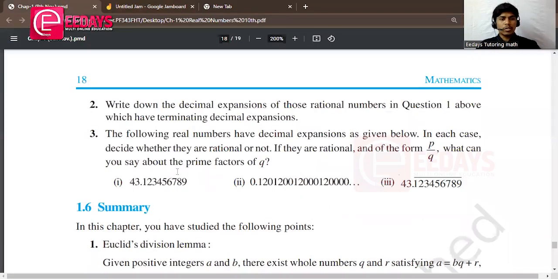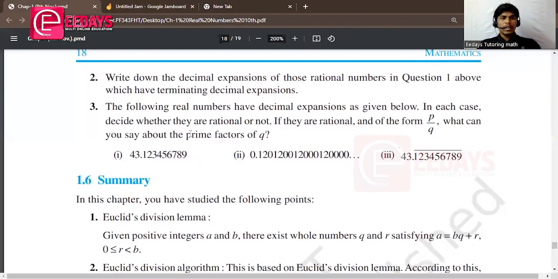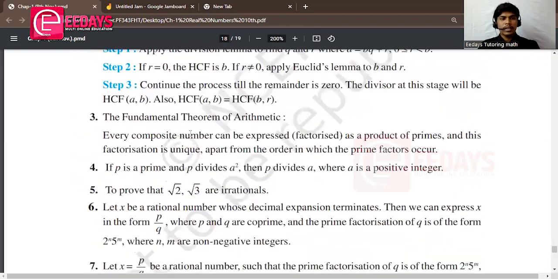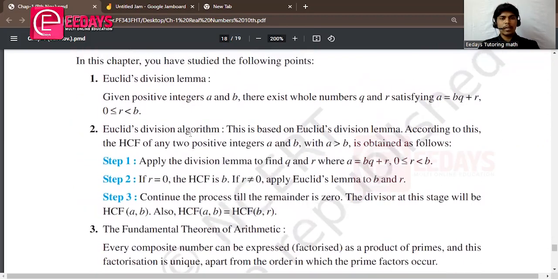All right. From here we end the session and we end the real numbers concepts. That is the end of the chapter. We already solved each and every thing. Let's summarize the session, the complete chapter.